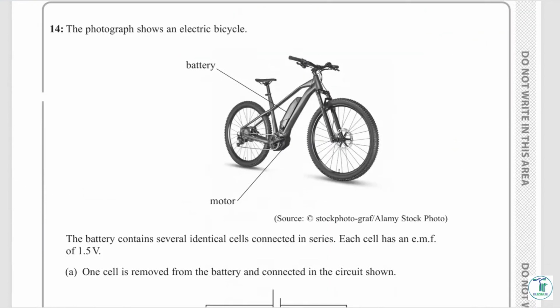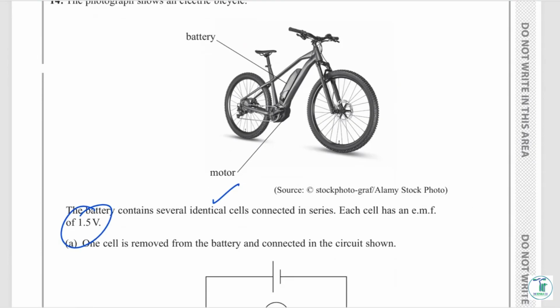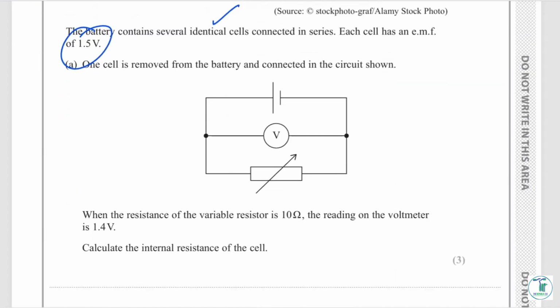Now we have got this question number 14. And in question number 14, you have got an electric bicycle. The battery contains several identical cells connected in series. Each cell has an EMF of 1.5 volt, and one of those cells is connected over here, and the reading on the voltmeter comes out to be 1.4 volt, right? And we need to calculate the internal resistance of the cell when the resistance of the variable resistor is 10 ohms, right?